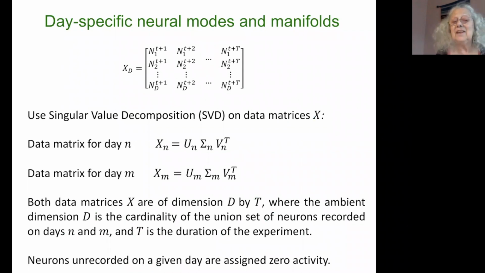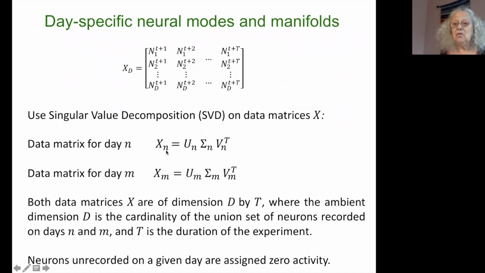We start with the same data matrix as before. Every row corresponds to a neuron, and every column corresponds to a time. There are many trials embedded in this data matrix. The number of neurons that we pick is the union of the set of neurons recorded on day n and the set of neurons recorded on day m, so that every possible neural axis is included in that space. When a neuron was recorded on one day and not on the other, we put zeros for the activity of that neuron in the corresponding data matrix.